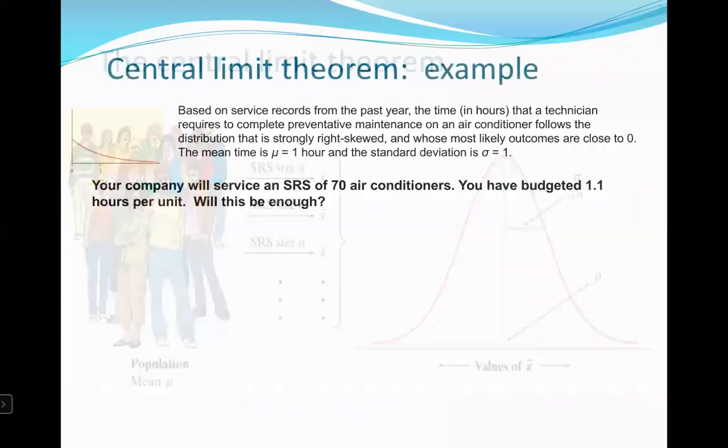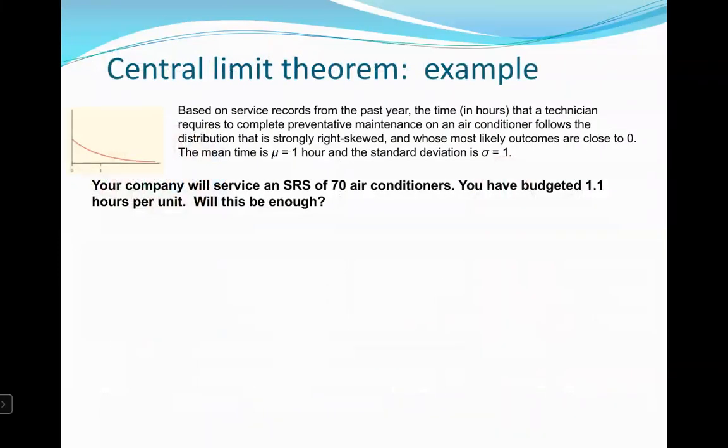All right. Central limit theorem example. Based on service records from the past year, the time in hours that a technician requires to complete preventative maintenance on an air conditioner follows a distribution that is strongly right skewed and whose most likely outcomes are close to zero. The mean time is mu equals 1 hour and the standard deviation equals 1. Your company will service an SRS of 70 air conditioners. You have budgeted 1.1 hours per unit. Will this be enough?